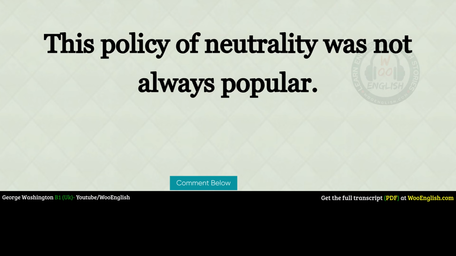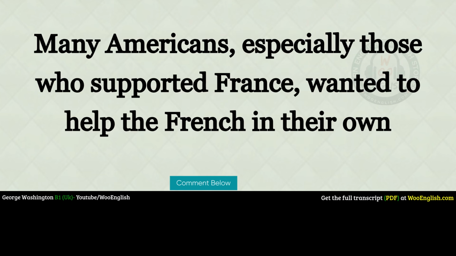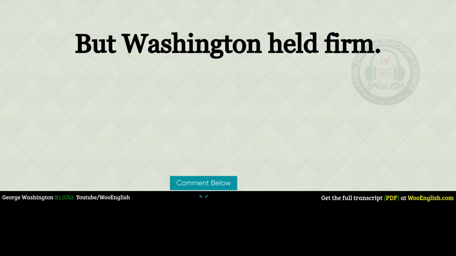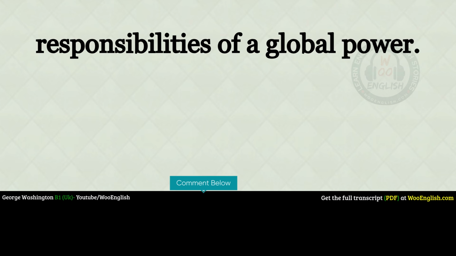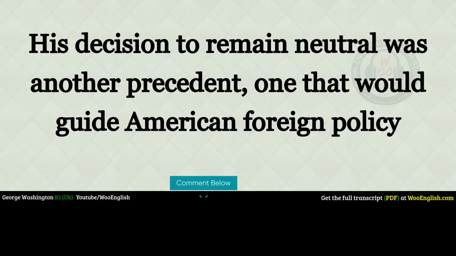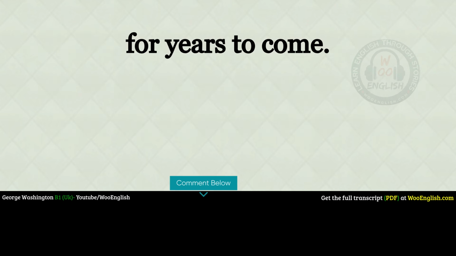This policy of neutrality was not always popular. Many Americans, especially those who supported France, wanted to help the French in their own revolution. But Washington held firm. He knew that the United States needed time to grow stronger before it could take on the responsibilities of a global power. His decision to remain neutral was another precedent, one that would guide American foreign policy for years to come.